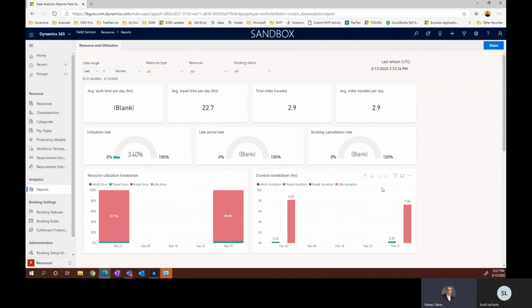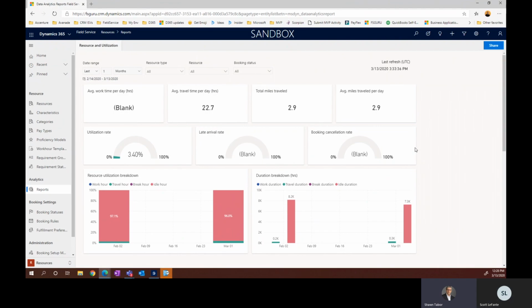And booking cancellation rate. Looking at this gives you proactive measures on why these things are happening. Why are bookings getting canceled? Is it a factor of the late arrivals? Is it a factor of the service no longer being needed, or is it an issue with the customer? It's always good to look into that and see those insights.